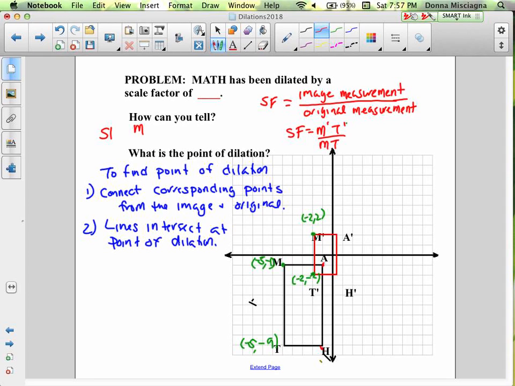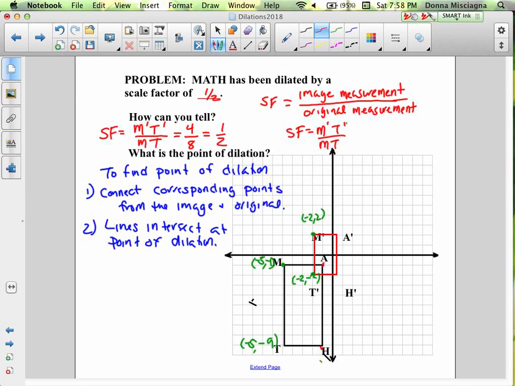Our scale factor is going to be M prime T prime divided by MT. M prime T prime goes from 2 to -2, that is 4. MT goes from -1 to -9, and that is 8. So that means our scale factor is 1/2. And we used the measurement of the image with the corresponding measurement in the original.